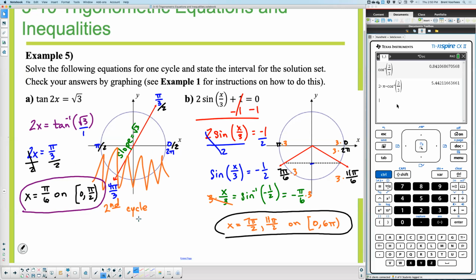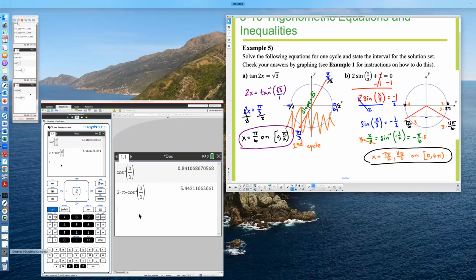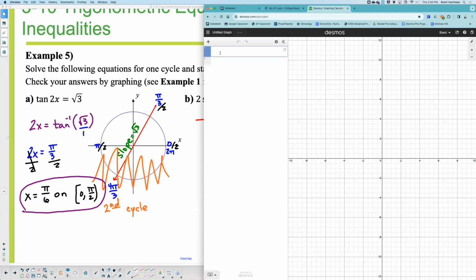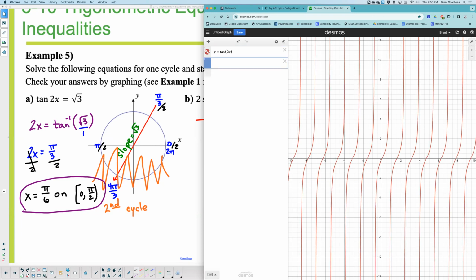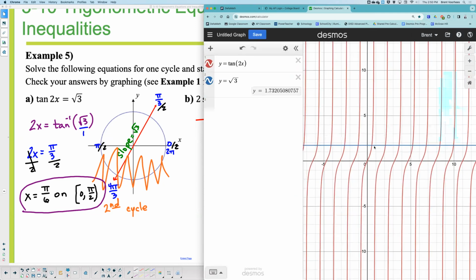Now, I want to show you how, if we graph these, we could see the same thing. I'm going to graph it on Desmos because I think it's cooler to see. I'm going to do y equals tangent of x. Remember, this is how I told you earlier to graph this. And then you do y equals the right side, y equals the square root of 3. If I graph these, you can see the answers are just like we said.